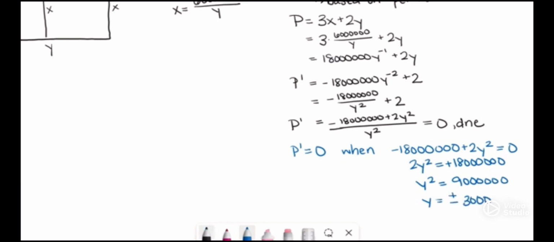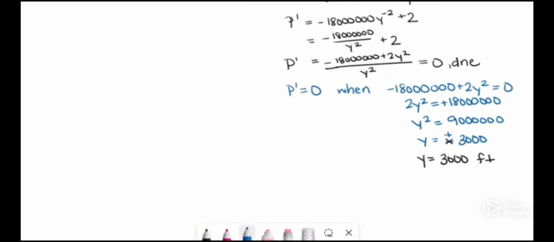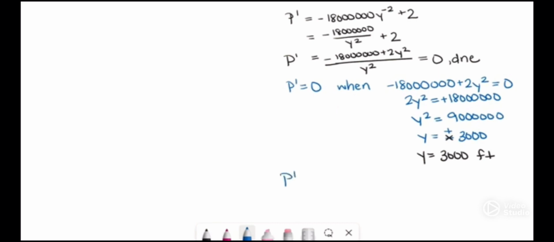Well, plus or minus 3,000, but we know that a length in this case cannot be negative, so we can disregard that negative and keep that as a positive 3,000 for what our y value is. So we know our y equals 3,000 feet. And so, as I note, perimeter prime does not exist whenever our y squared equals 0, or y equals plus or minus 0. So you can just X that out.